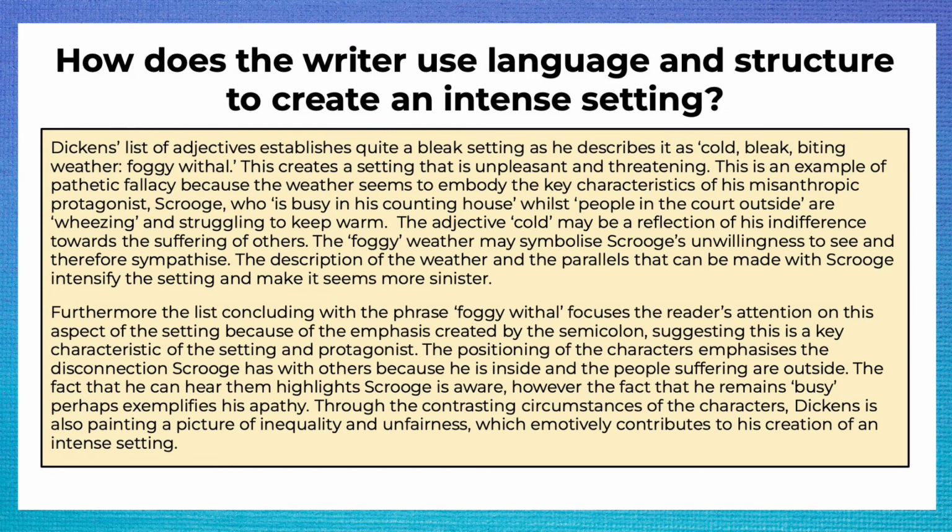On the screen now is an example response and it reads, Dickens' list of adjectives establishes quite a bleak setting as he describes it as cold, bleak, biting weather, foggy withal. This creates a setting that is unpleasant and threatening. This is an example of pathetic fallacy because the weather seems to embody the key characteristics of his misanthropic protagonist, Scrooge, who is busy in his counting house whilst people in the court outside are wheezing and struggling to keep warm. The adjective cold may be a reflection of his indifference towards the suffering of others. The foggy weather may symbolize Scrooge's unwillingness to see and therefore sympathize.